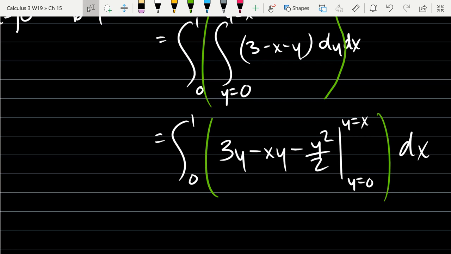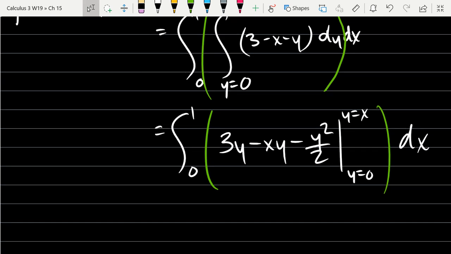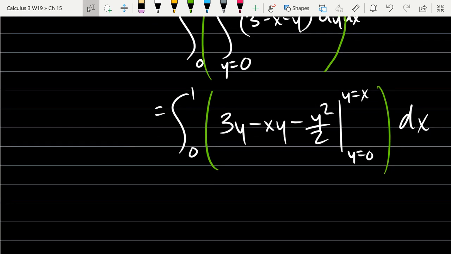So that should have felt familiar to the partial antiderivatives you've done before. So that's nothing too special. The only weird thing is when I plug in the endpoints. So we want to pay attention to this.